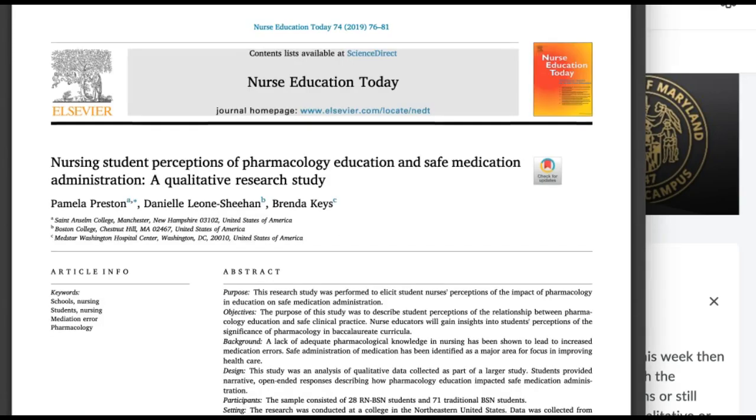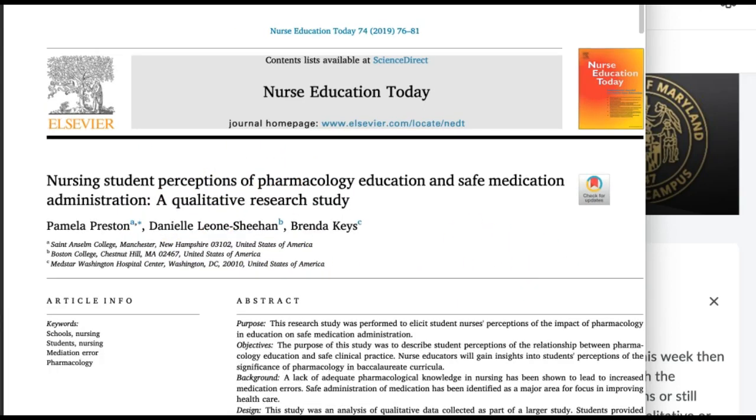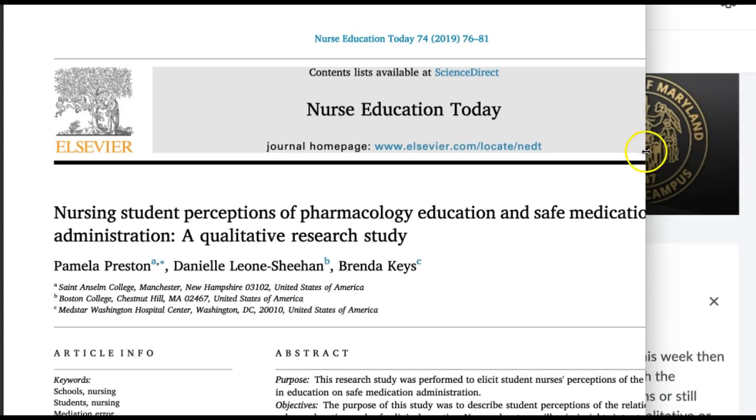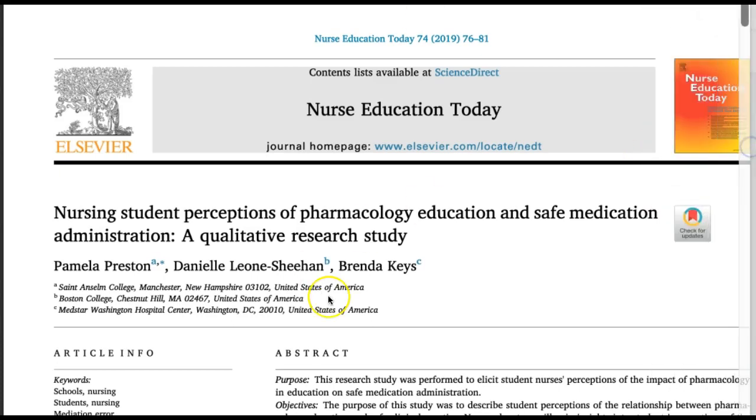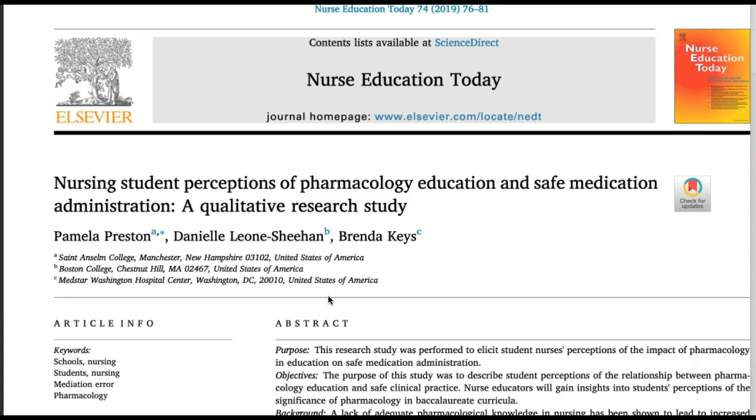Now let's look at this article. This is a qualitative research study. I do always love when the authors put it in the title for us to help us. So you see it clearly in this title. Let me enlarge it a little bit for us. When you're looking at research, of course you want the last 5 years. You want to keep it nice and recent.